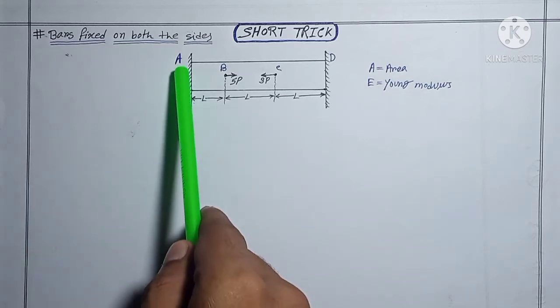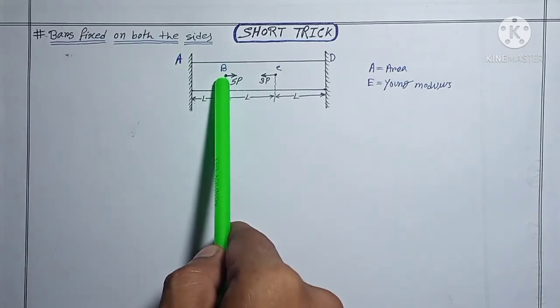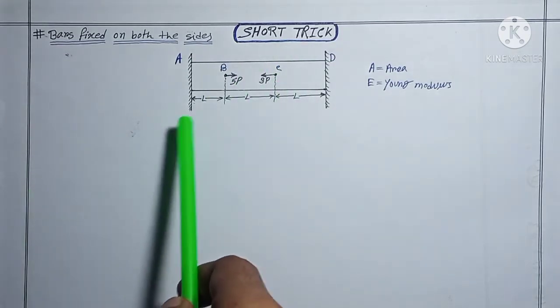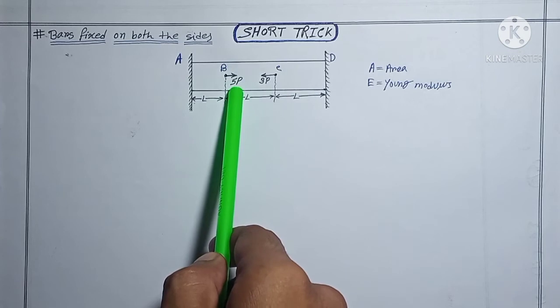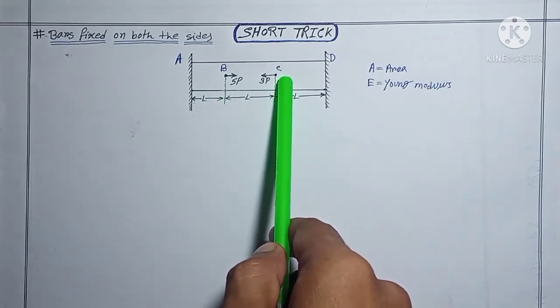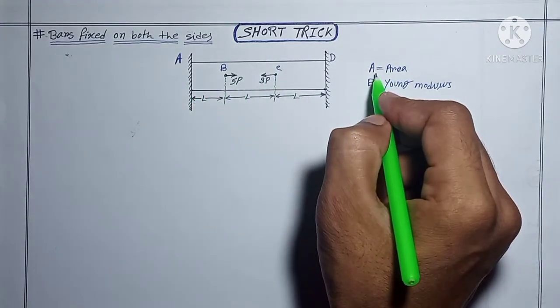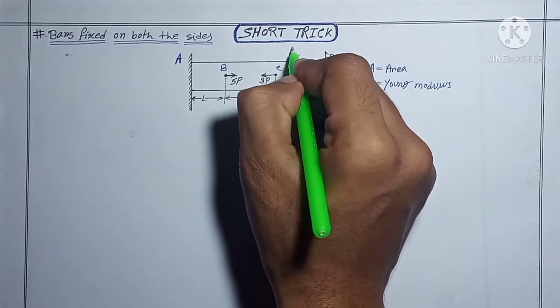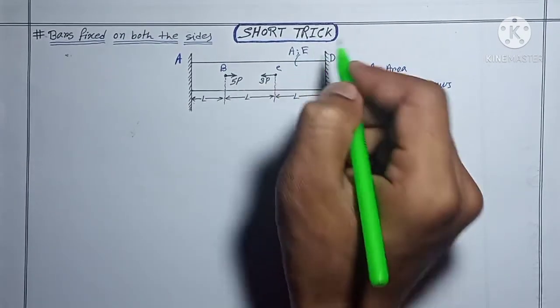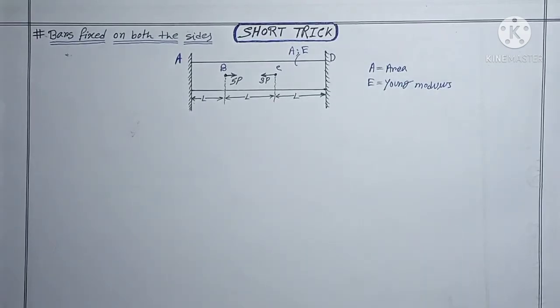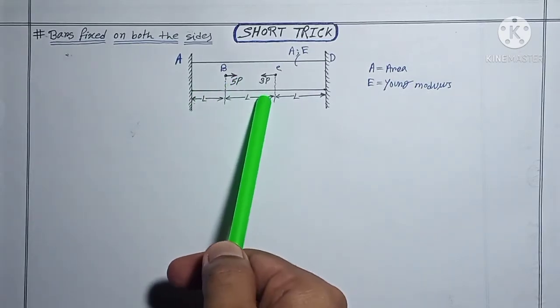First of all, this is point A, this is point B, point C and point D. In the question, at point B a force 5P acts towards the right, and at point C a force 3P acts towards the left. The area A and the Young's modulus E of the bar are provided. So first, remember when you can apply this short trick.